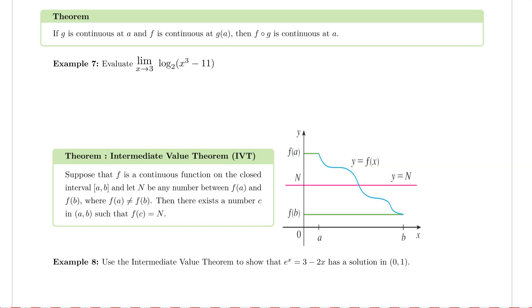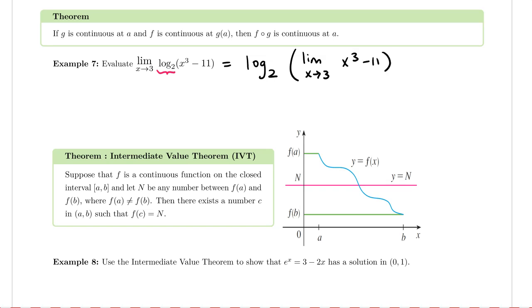This next theorem says if g is continuous at a and f is continuous at g of a, then f composed with g is continuous at a. So we're going to do something similar again. Here our outer function is a logarithm, and before we learned a theorem that says that logarithms are continuous on their domains. So using that other theorem, again, we can say that this thing is equal to log base 2 of the limit as x approaches 3 of x cubed minus 11.